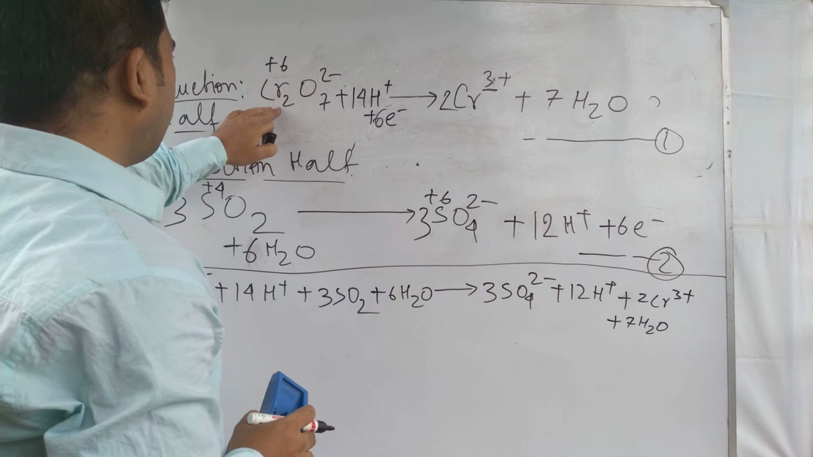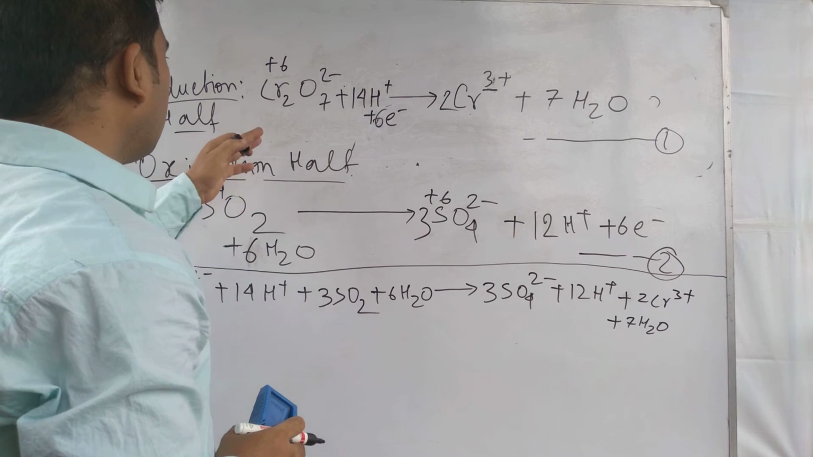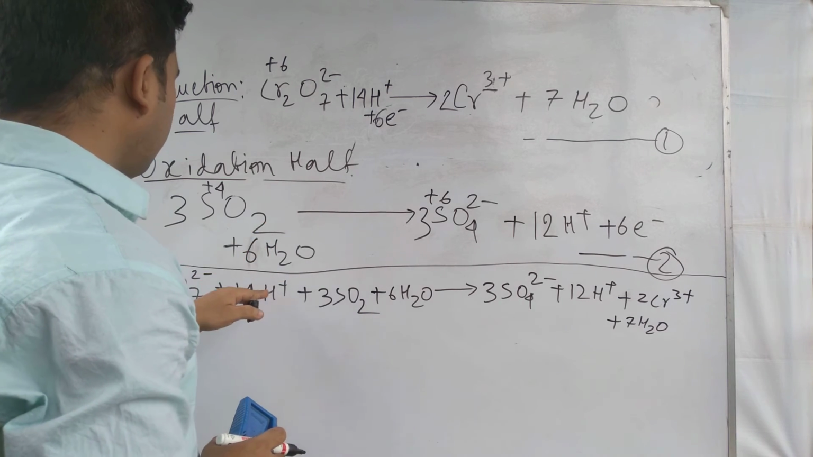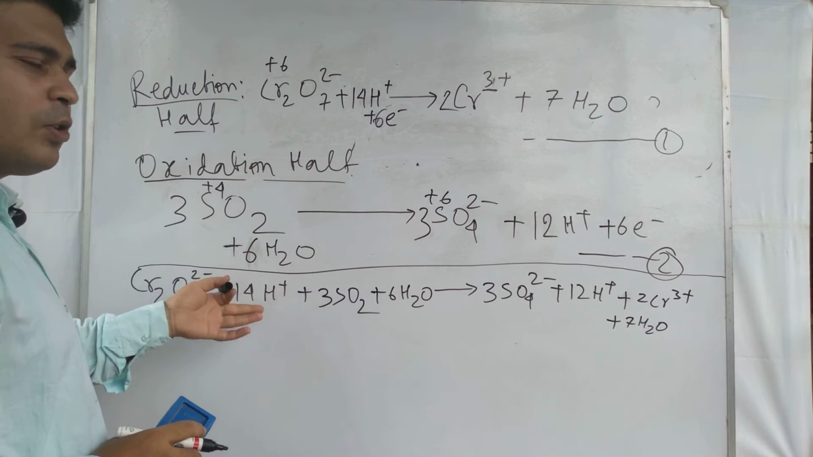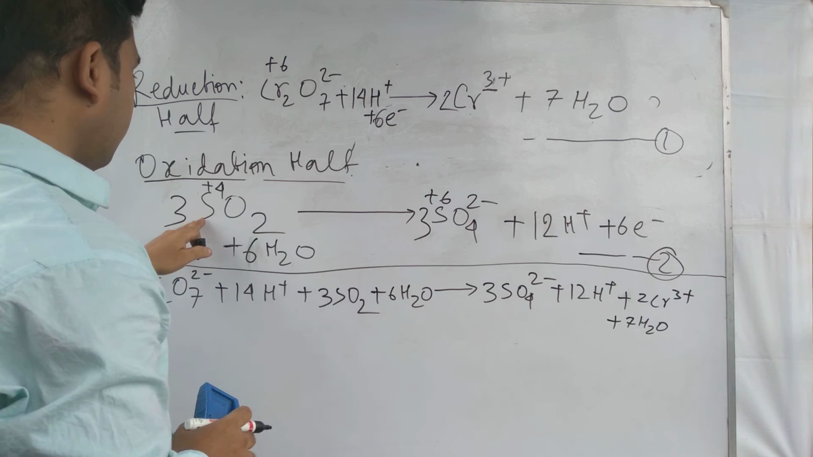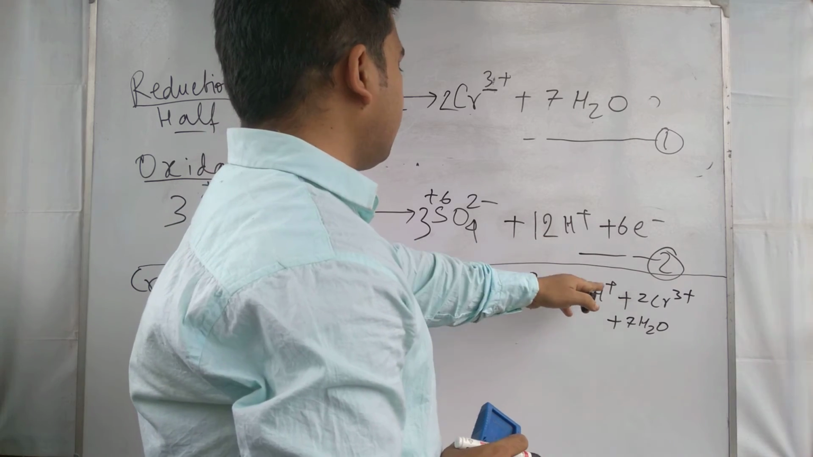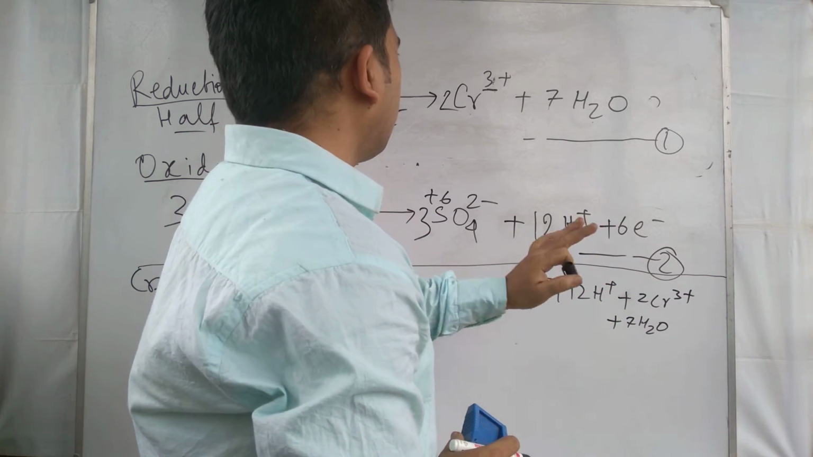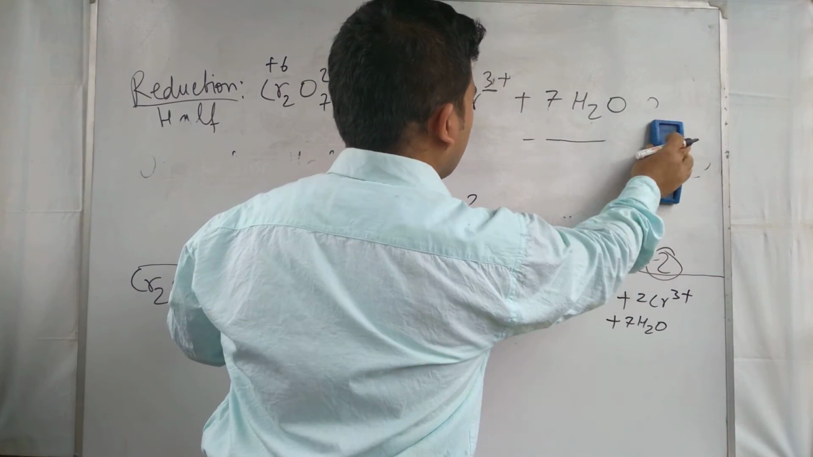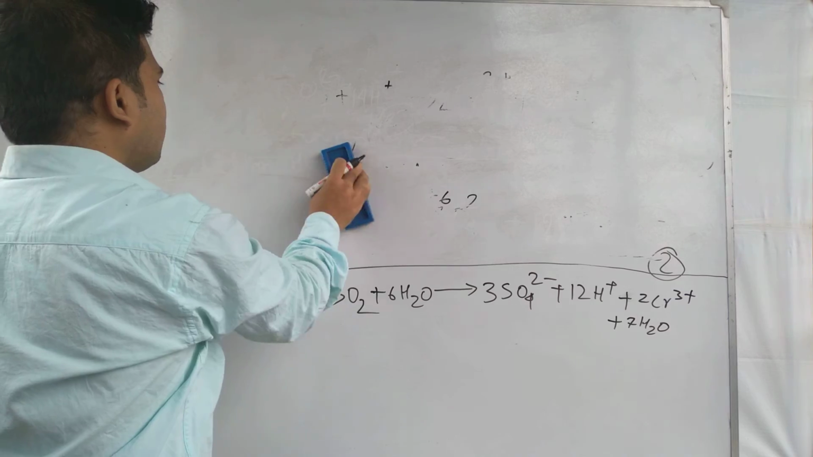So these are the species we obtain after making the addition. Let me check it once more, because any mistake may cause a mistake in the balanced equation. Dichromate plus H plus, and next sulfur dioxide 3, 6H2O, and 3 sulfate, 12H plus, then 2 chromium 3 plus and 7H2O. So our equation is now balanced by the ion electron method. We get our main balanced equation here.